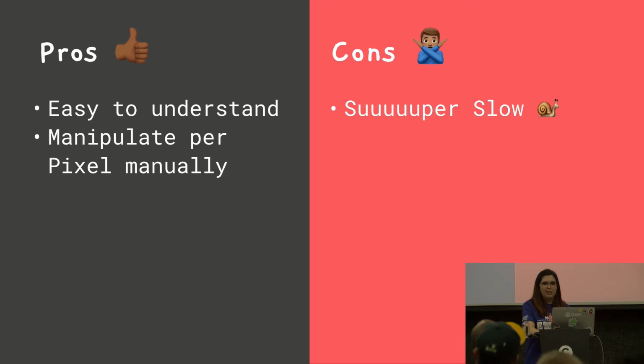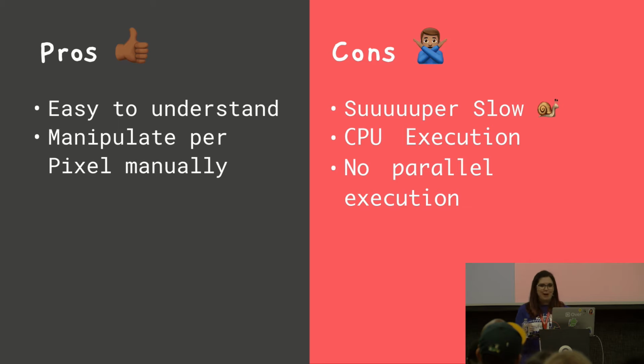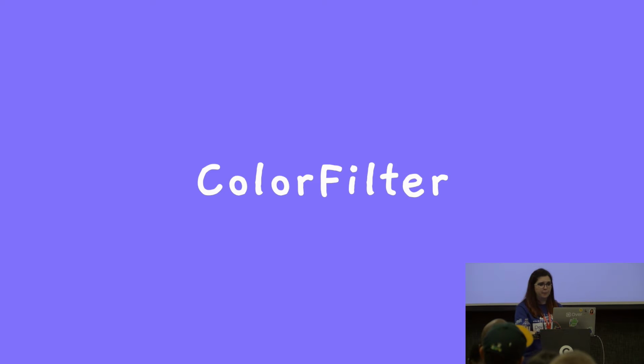Another con that I mentioned already is that it's super slow. It's running on your CPU and not the GPU, which is your graphics processing unit. Your GPU allows you to do things in parallel. You can say, hey GPU, here's a whole bunch of operations, execute them in parallel, and your GPU does it within a few seconds. Whereas the CPU goes through all these pixels one by one, and it takes a lot of time. CPU execution, I'm getting ahead of myself. No parallel execution, so it's not parallel at all, it's all running one after the other.